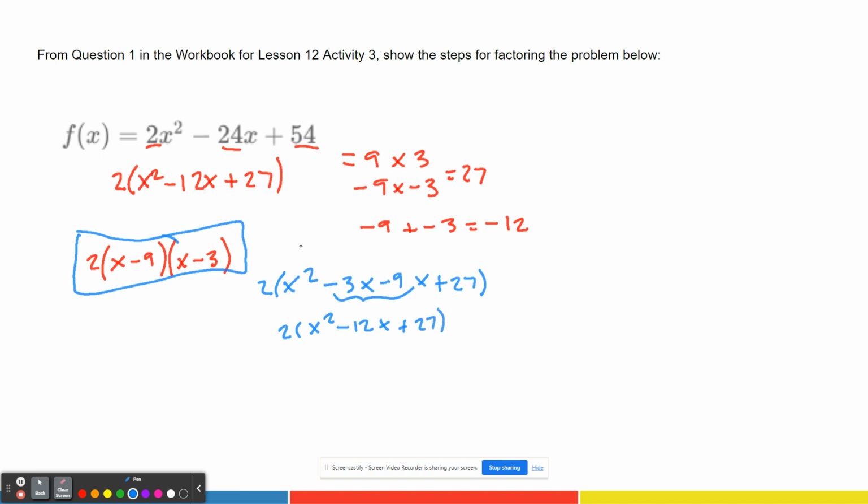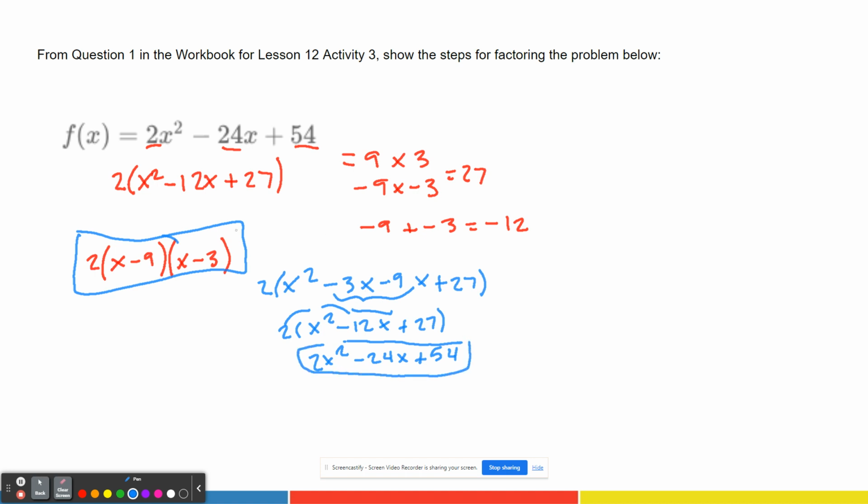If I wanted to, I could then distribute this 2 to all of our terms. 2 times x squared is 2x squared. 2 times negative 12 is negative 24. And 2 times 27 is 54. Okay, so we ended up with what we started with. So that tells me that our answer is correct.